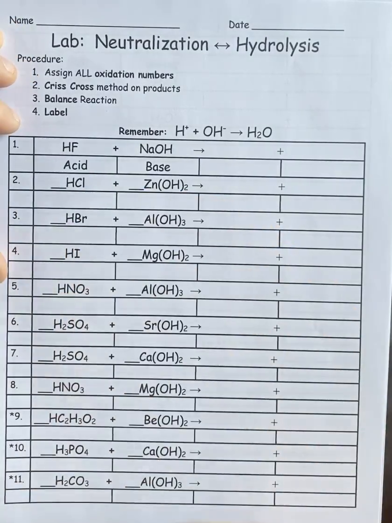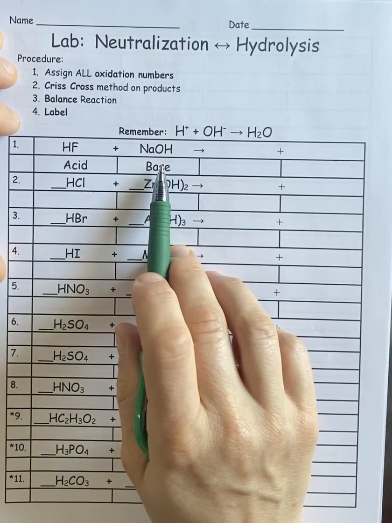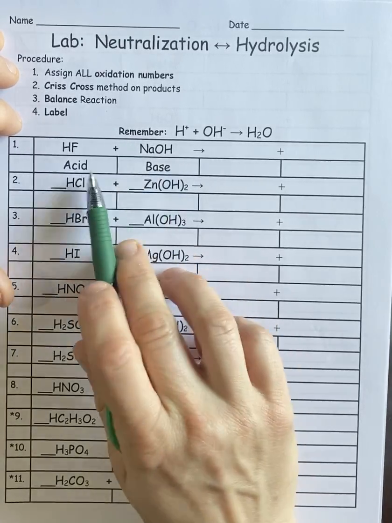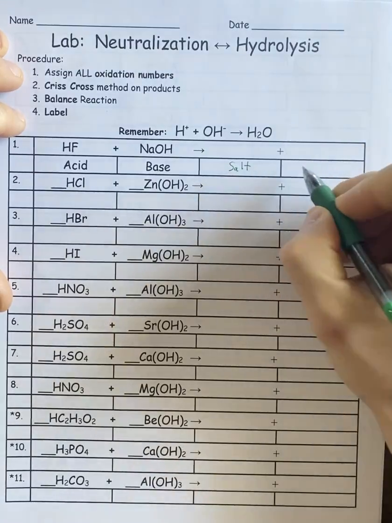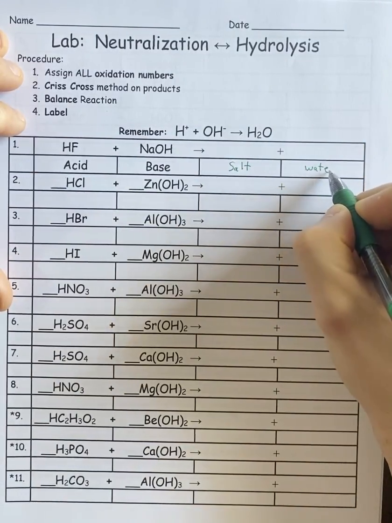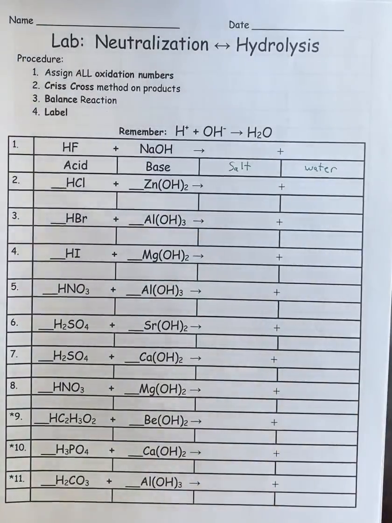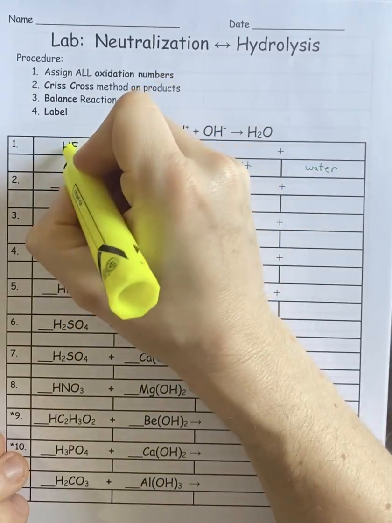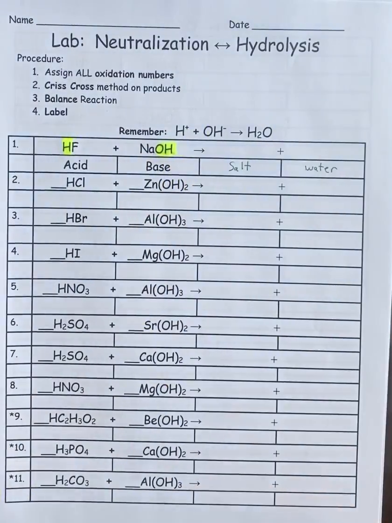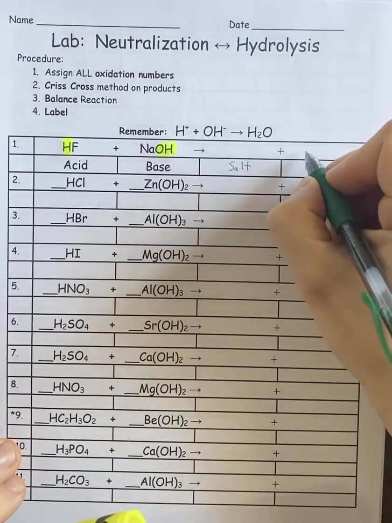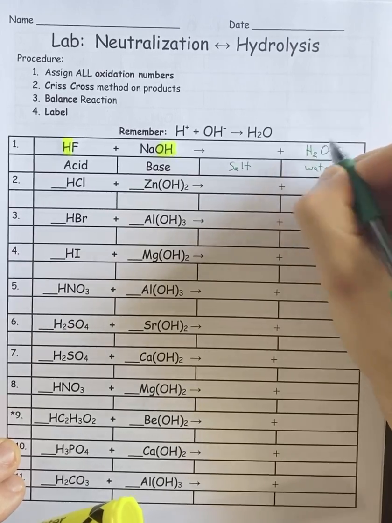On this side of the sheet, you're going to take an acid and a base and put them together. And the thing about acids and bases, when they come together, they are going to make salt and water. The way to think about it is the H from the acid and the OH from the base are always going to make water.